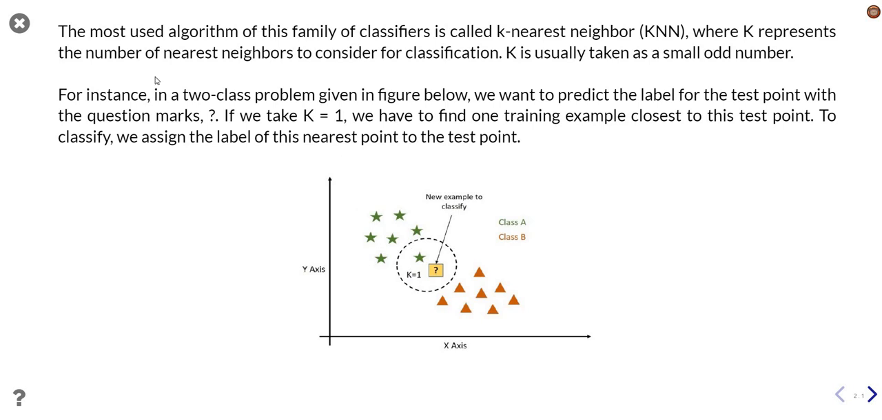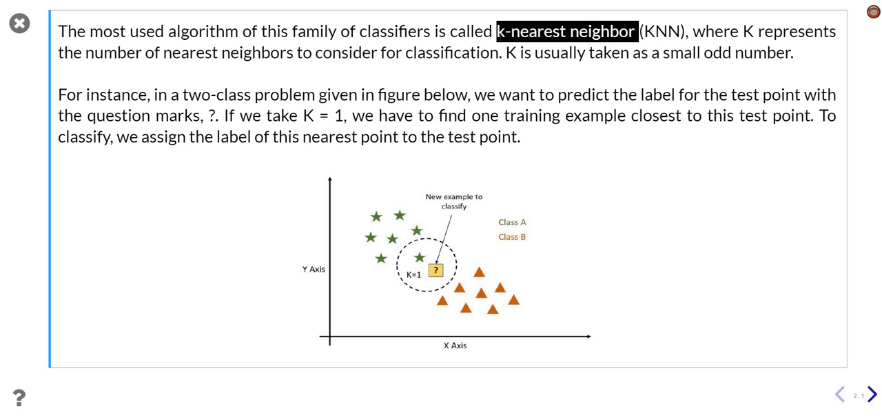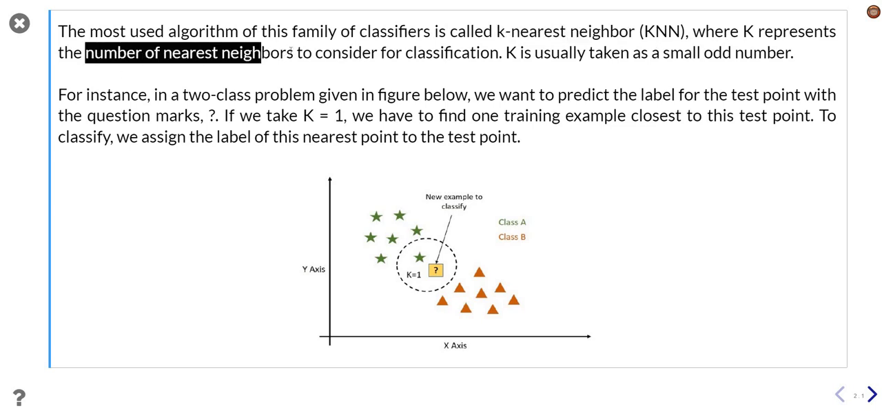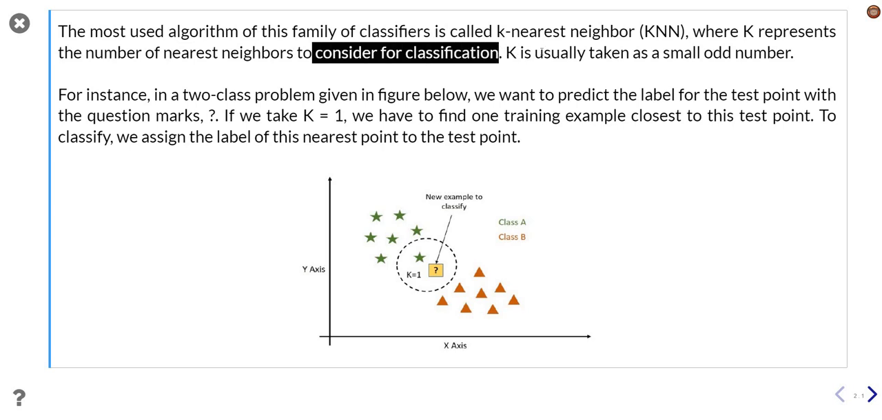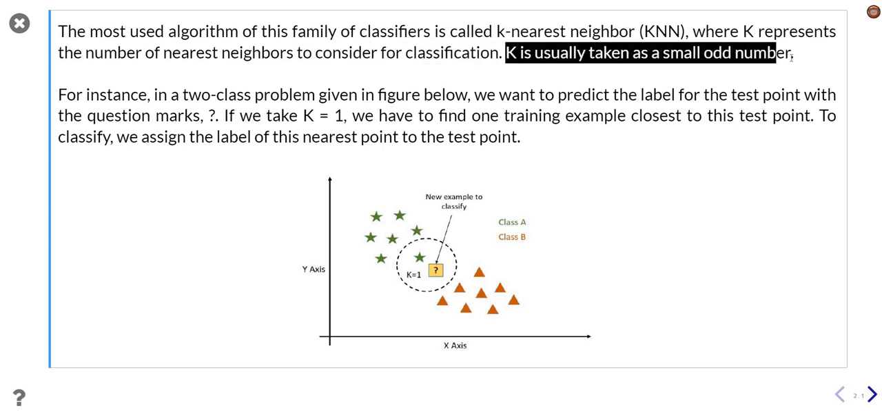For example, the most used algorithm of this family of classifiers is known as K nearest neighbor. Usually they call it the K nearest neighbor, whereby K represents the number of nearest neighbors to consider for classification. K is usually taken as a small odd number, either 1 or 3 or 5 and things like that.